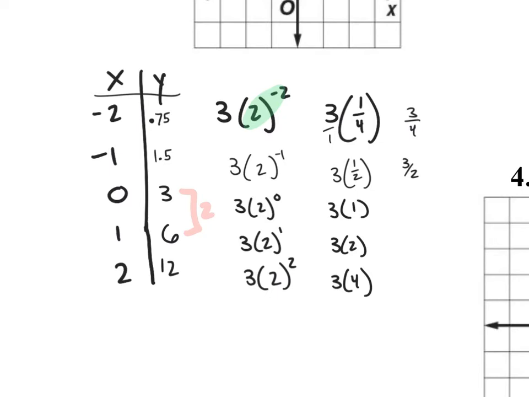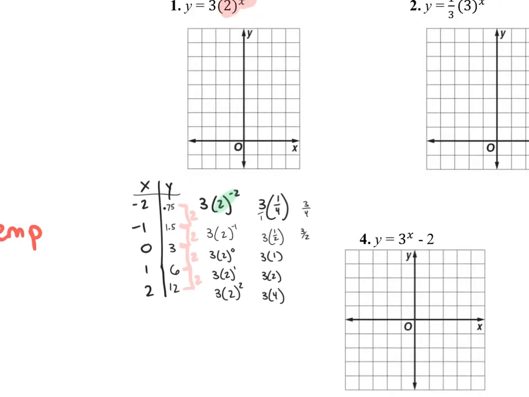Here we multiplied 2. 3 times 2 is 6. 6 times 2 is 12. 1.5 times 2 is 3. 0.75 times 2 is 1.5. So you can see how this is exponential because I'm multiplying by 2 each time.